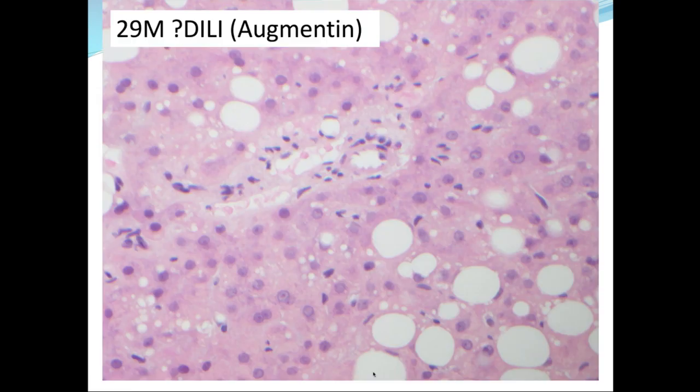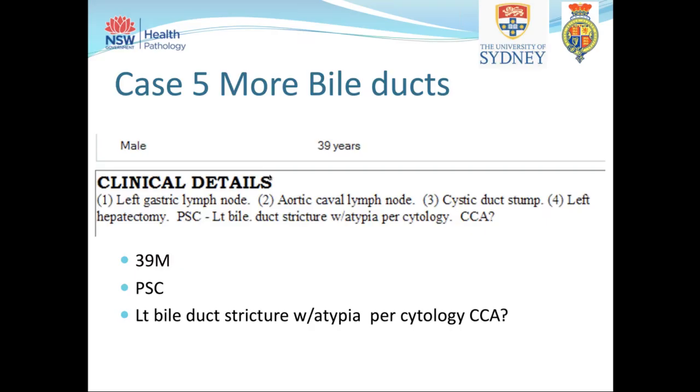And this is another case we had of vanishing bile ducts in a 29-year-old man, possibly due to Augmentin, but they're also considering doing advanced molecular testing to see if he has one of these bile acid transport type defects. Just a little bit more on bile ducts.